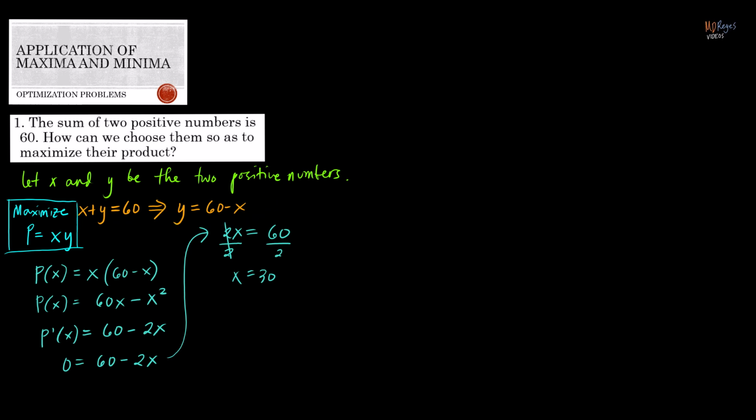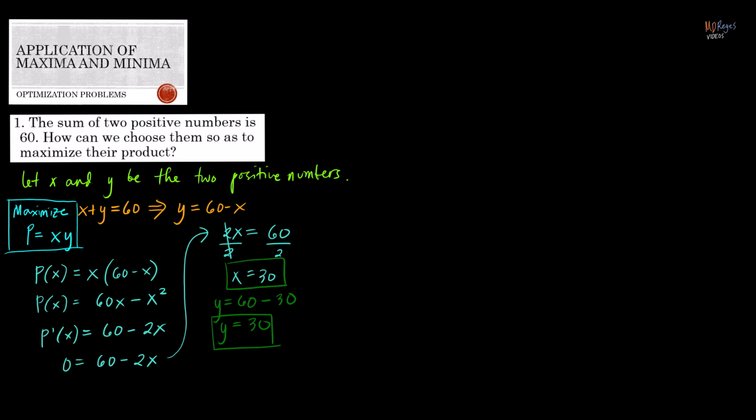Now since we have the relationship of x and y over here, we can get the value of y. Now we have the value of x. y is equal to 60 minus x, where x is 30. So y is equal to 30 also. Now first, before we consider this as our final answer, we have to check whether x equals 30 is a maxima of the function, or rather, if it will lead to a maxima of the function.